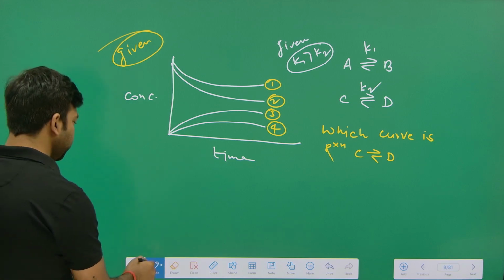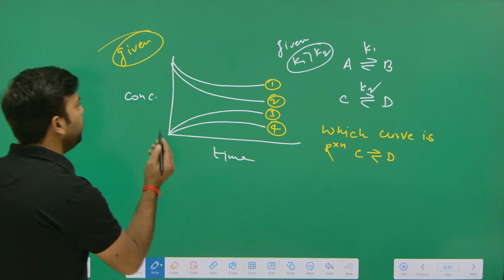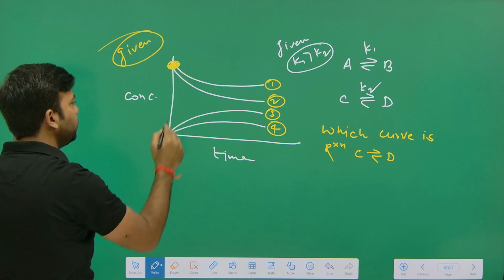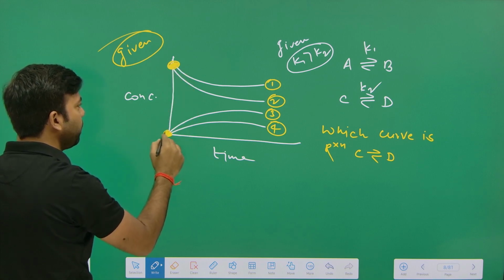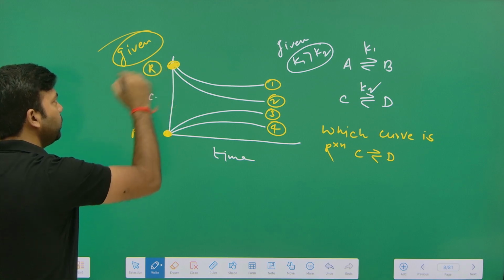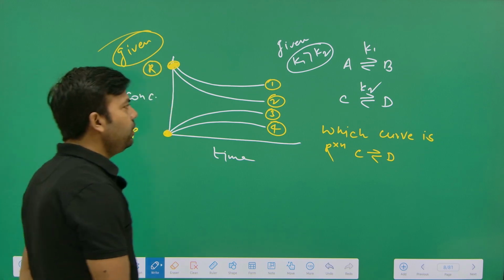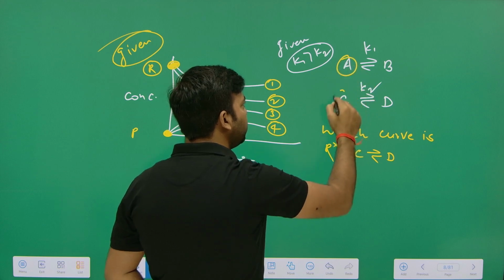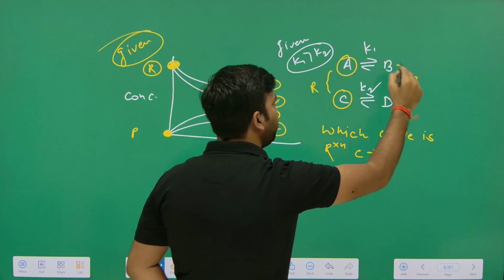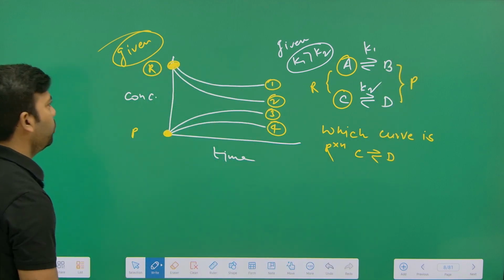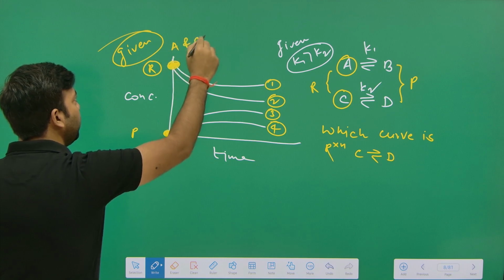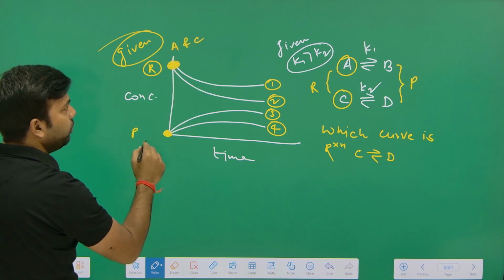So let me explain this. Look at here. So we all know this is a reactant because this is the highest point of this graph, and this is the 0, 1, which is my product. Clear? This is product, this is reactant. One thing is very clear, in the given reaction, A and C are my reactants and B and D are my products. So we can say this point can be either A and C, and this point can be B and D.